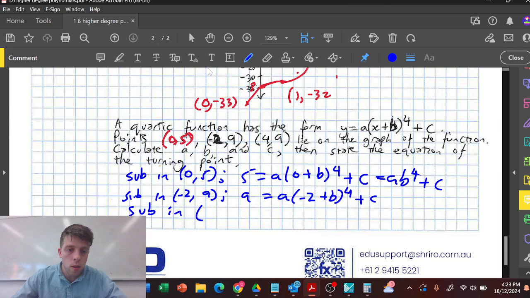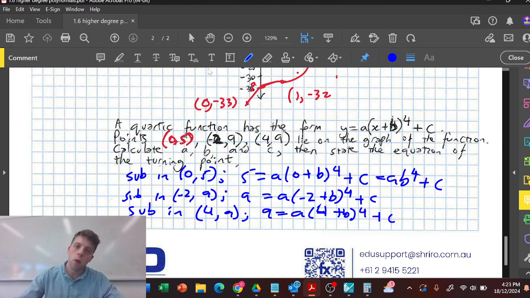So again, we'll just substitute this point in here. We have (4, 9). That's going to be 9 equals a times (4 plus b) to the power of 4 plus c. All right, what do we do next?